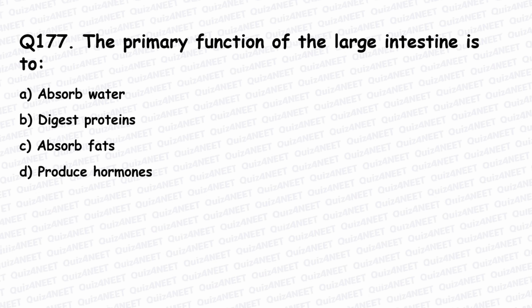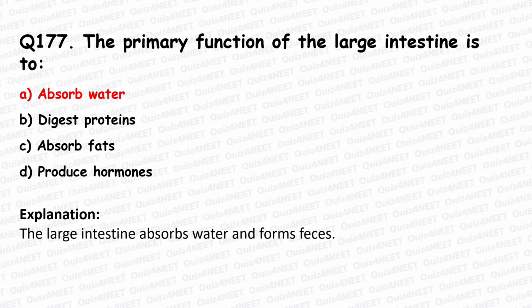Q177. The primary function of the large intestine is to: A. Absorb water, B. Digest proteins, C. Absorb fats, D. Produce hormones. Answer: A. Absorb water. Explanation: the large intestine absorbs water and forms feces.